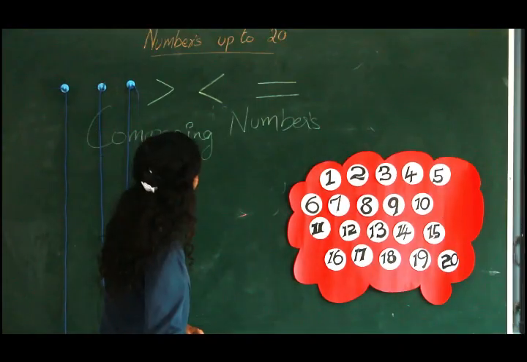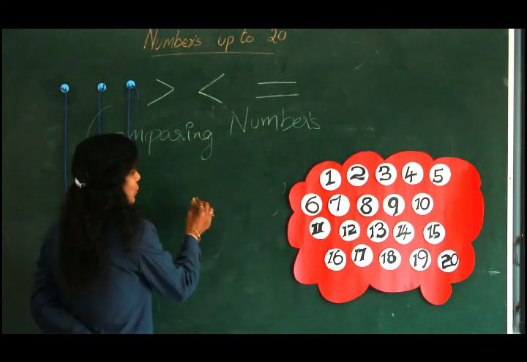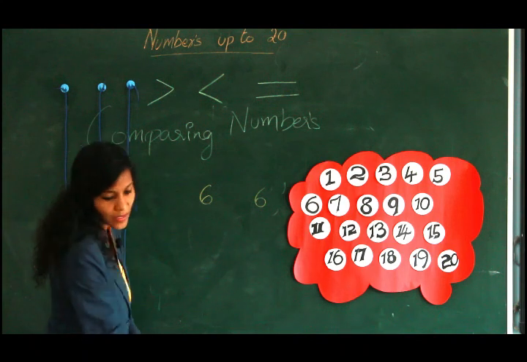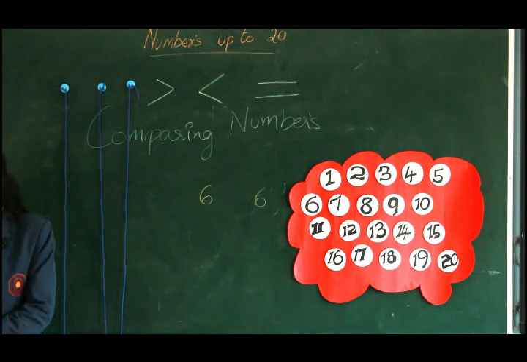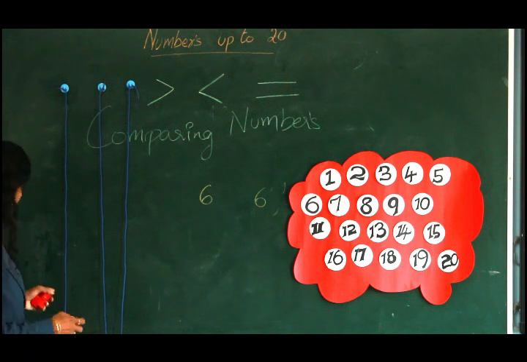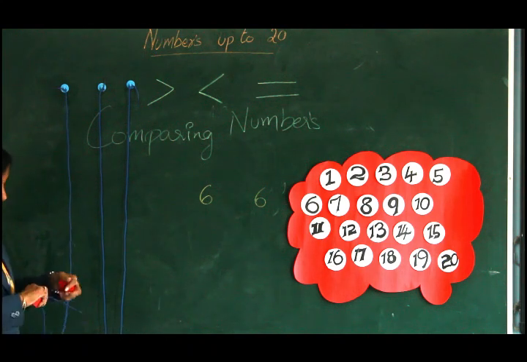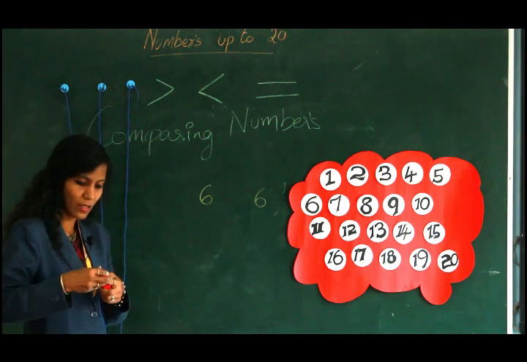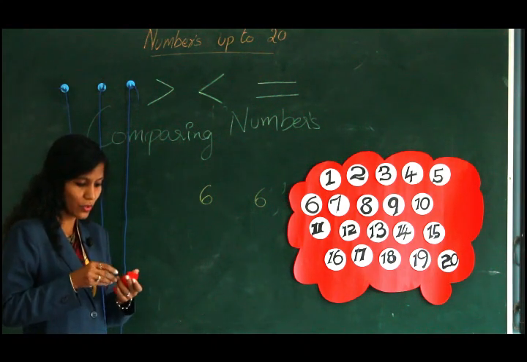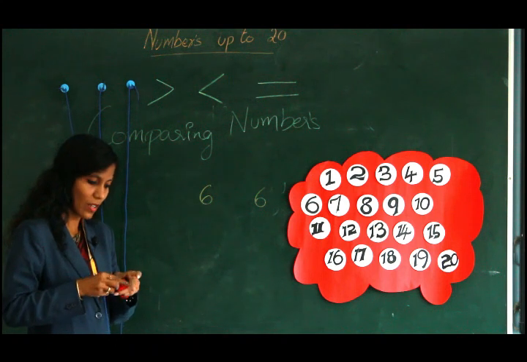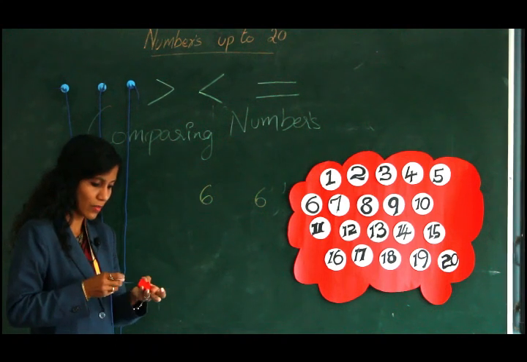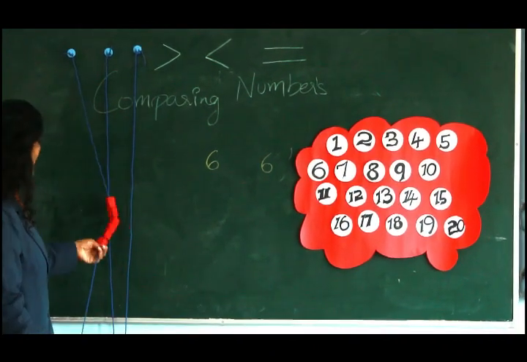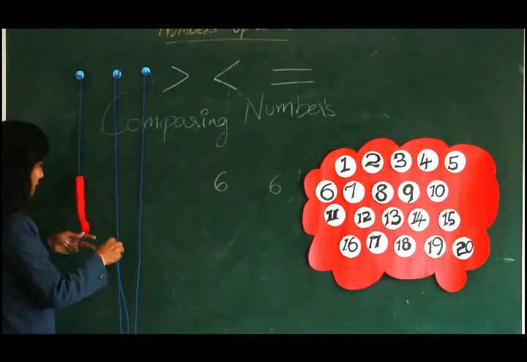Now let us take equal numbers. 2 numbers which are same, 6 and 6. What happens here? Let us see. We take 6 beads and put in the first one. So threading 6 beads. 1, 2, 3, 4, 5, 6. So here we are threading 6 beads.